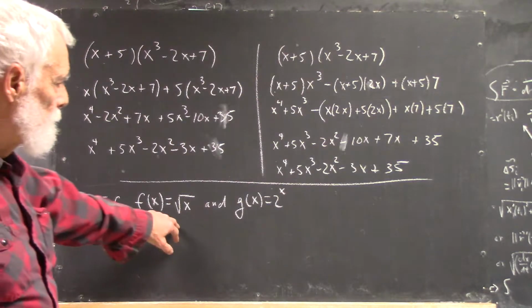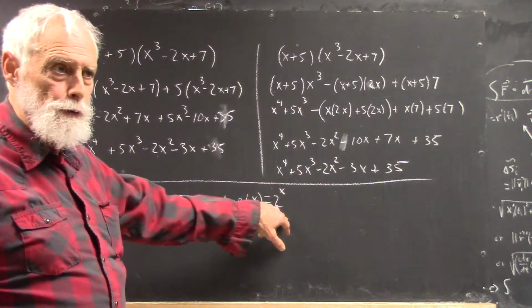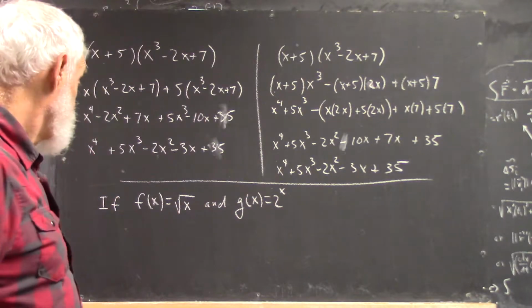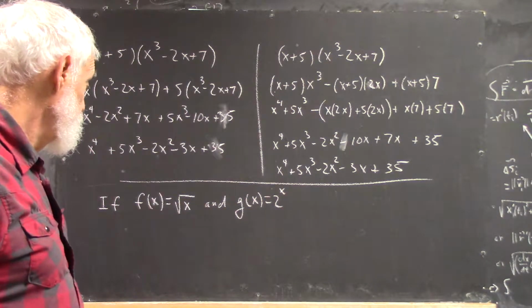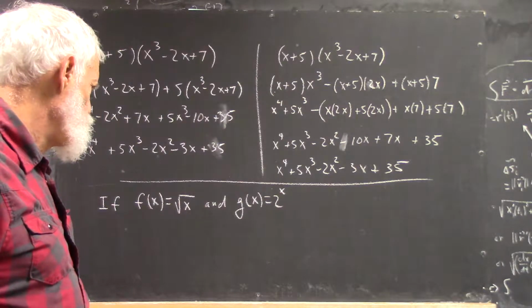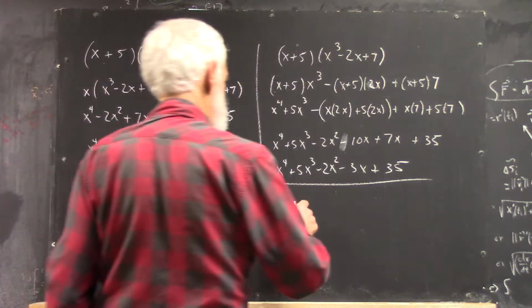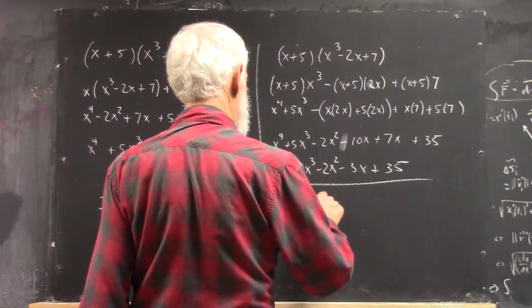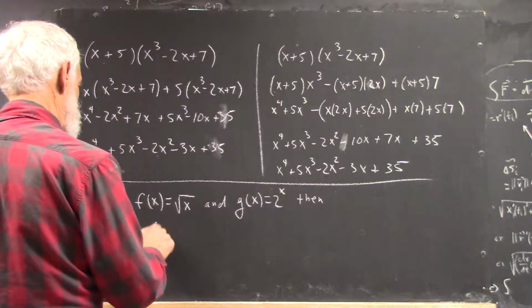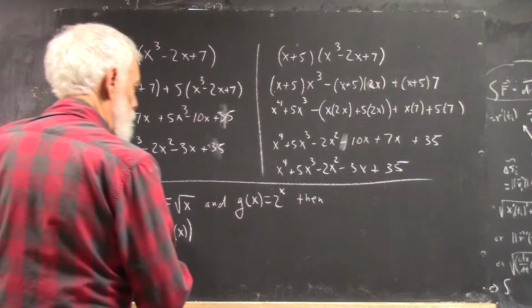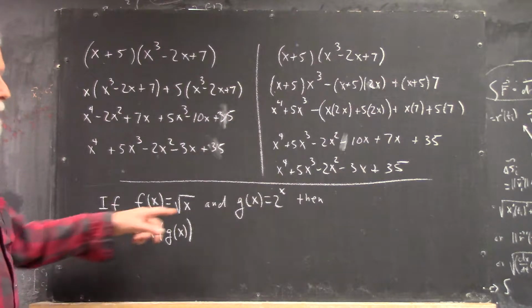Suppose f of x equals square root of x and g of x equals 2 raised to the power x. Okay? Then we can combine these. Now these are basic functions.